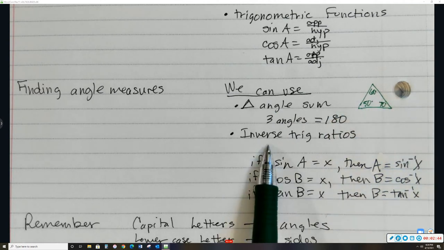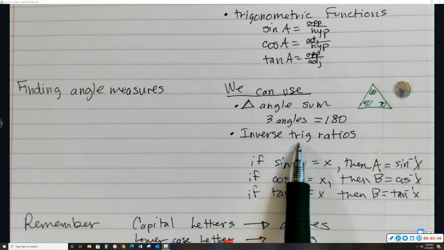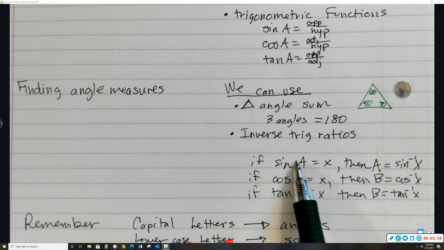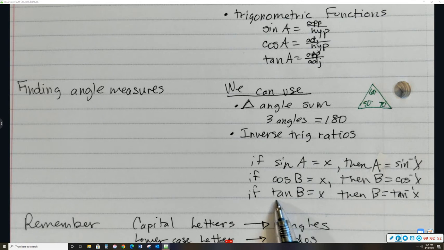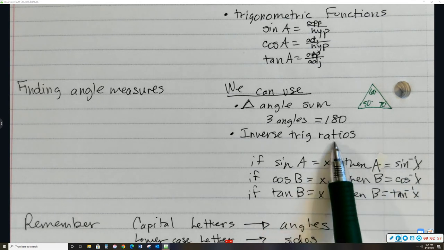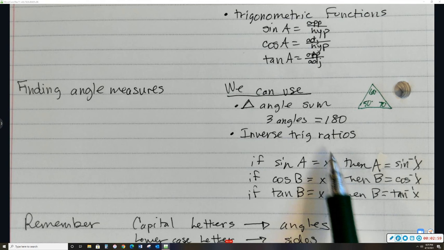Or we can use inverse trig ratios, which we just went over. We can use the inverse of sine, inverse of cosine, or inverse of tangent to find missing angles. We've been doing this for the last 2 class meetings. Okay, so copy that. I'm going to continue.